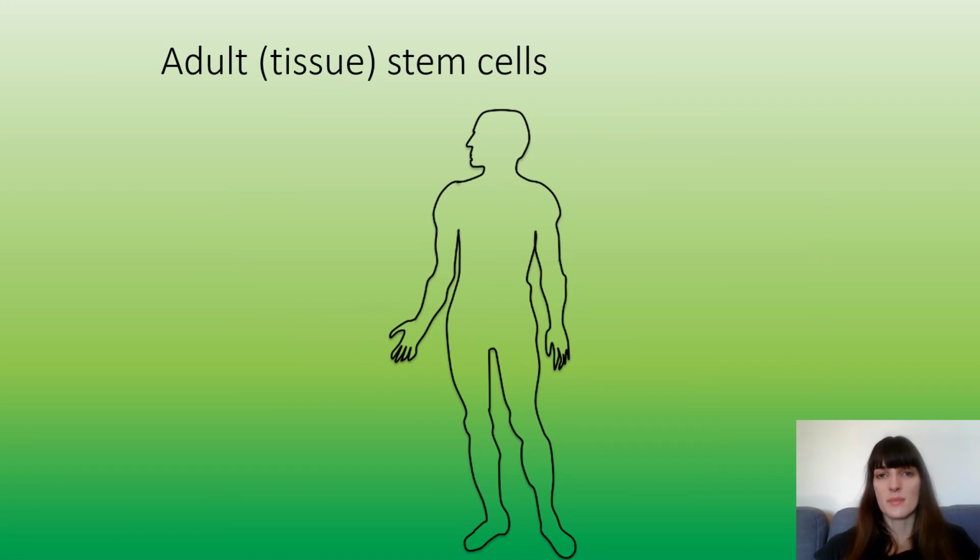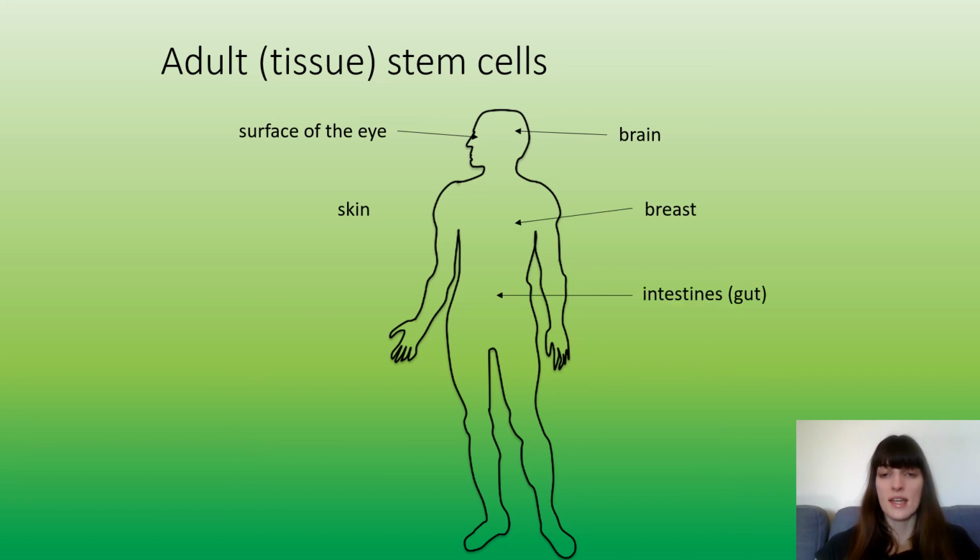We all have stem cells in our bodies all the time. They're essential for keeping us fit and healthy. They replace cells that are damaged or used up. Scientists are still learning about all the different kinds of tissue stem cell found in our bodies and how they work. And here's some of the places that we have tissue stem cells: surface of the eye, the brain, skin, breast, the intestines, testicles, muscles, bone marrow.